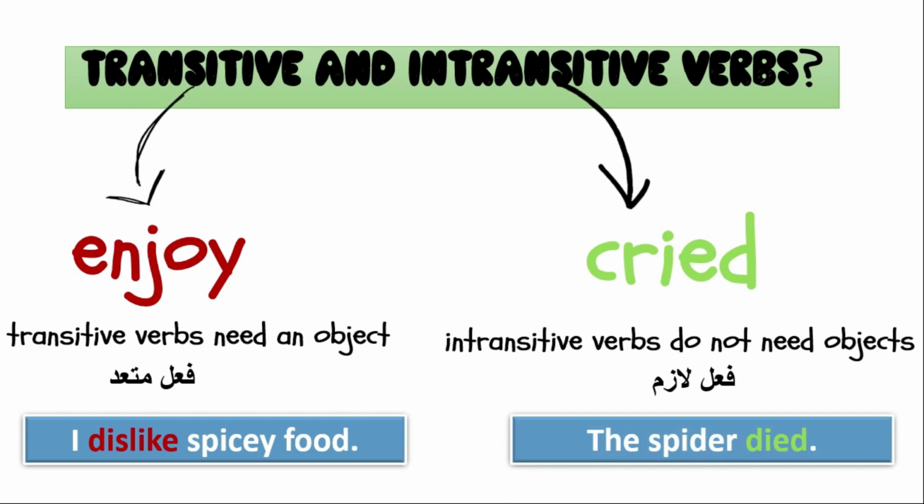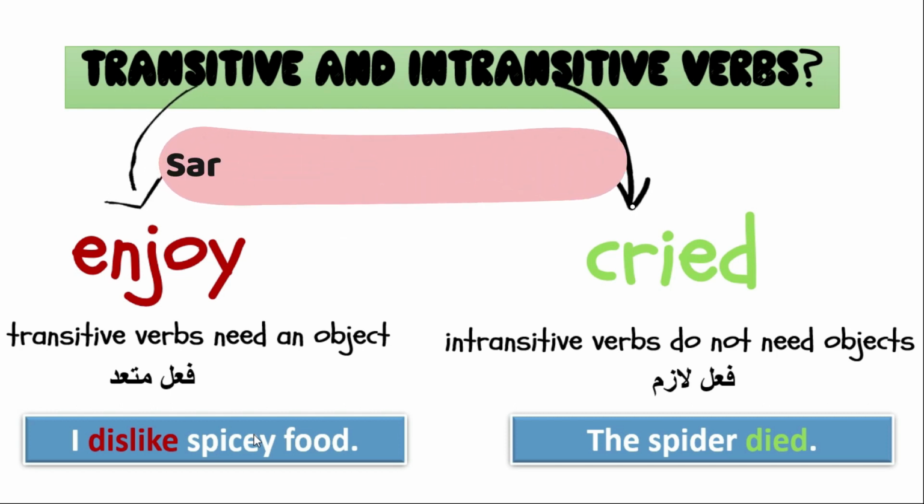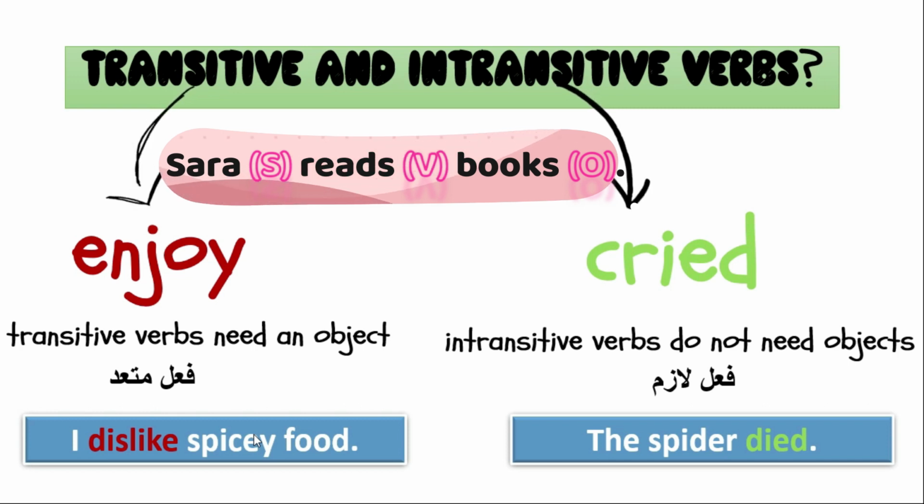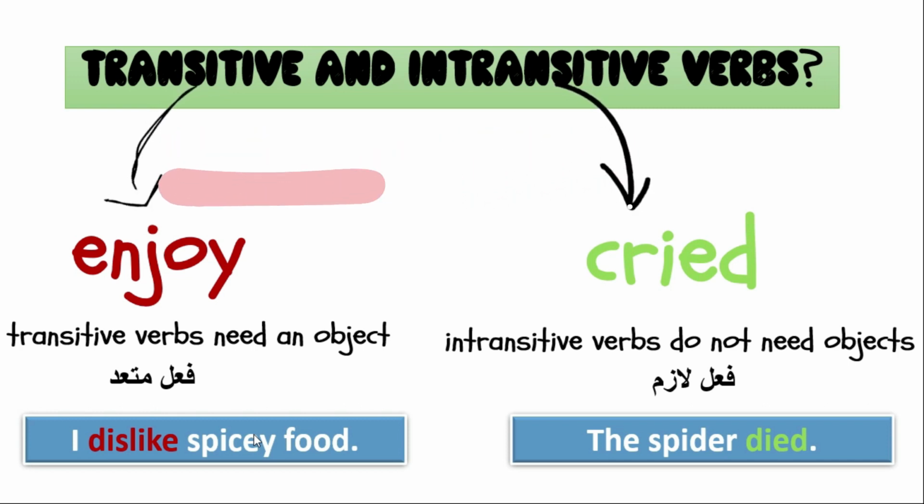As for the intransitive verb, another example is the spider died. So here we have died, which is the verb, and spider, of course, is the subject. Do we need an object? No. The spider died. Sentence is understood. So this is an intransitive verb. But what we are focusing on are transitive verbs because they are verbs that need objects. So we need S, subject, V for the verb, and we need O for the object. Like I dislike spicy food here. S plus V plus O.